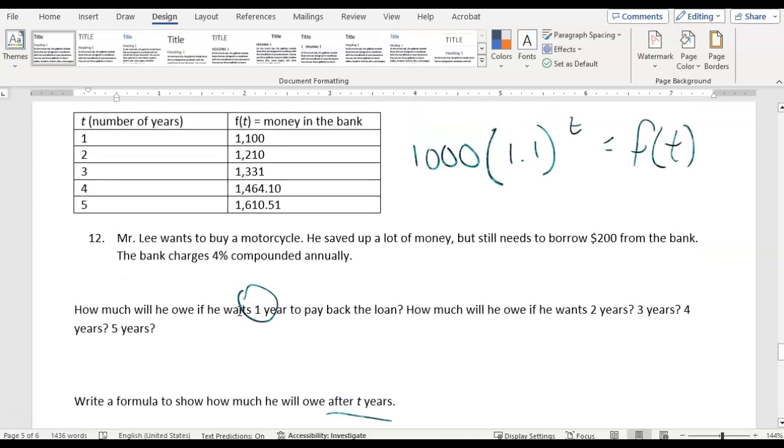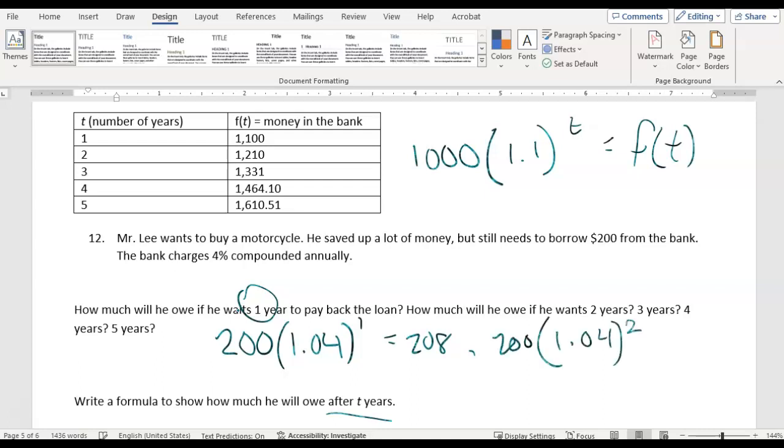So the original amount that he needs to borrow is $200. The bank charges 4%, so 1.04 is our factor. It's how much it's increasing by annually. All right, and so after 1 year, right, he would owe 200 times 1.04, which is $208. After 2 years, it would be 200 times 1.04 to the second power. All right, and so then we would take 208 times 1.04 and we'll get $216.32. That's for 2 years. So then you're going to check 3 years, 4 years, and 5 years.